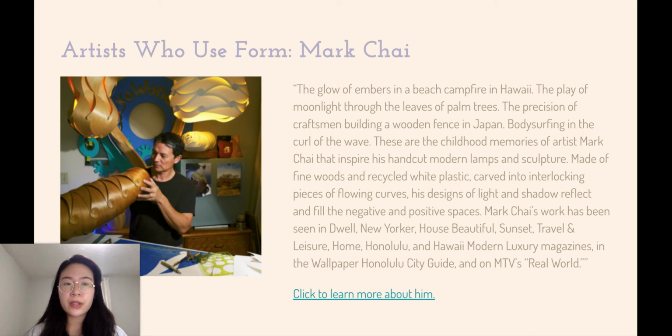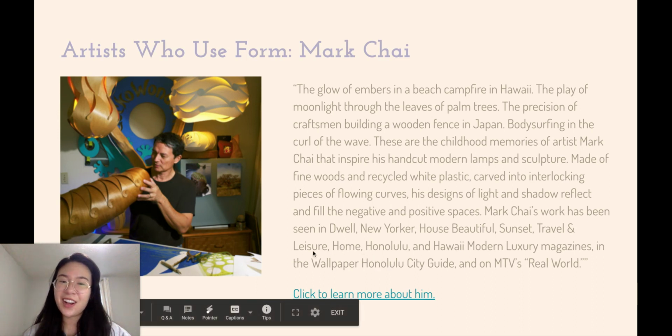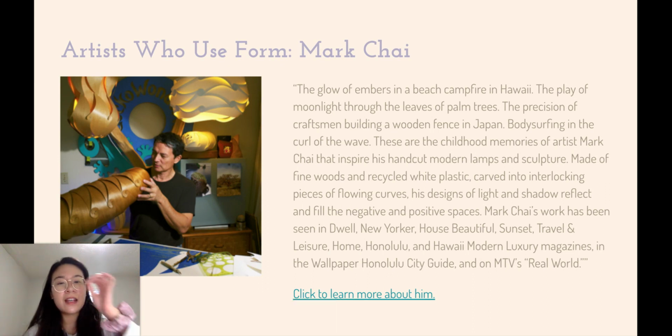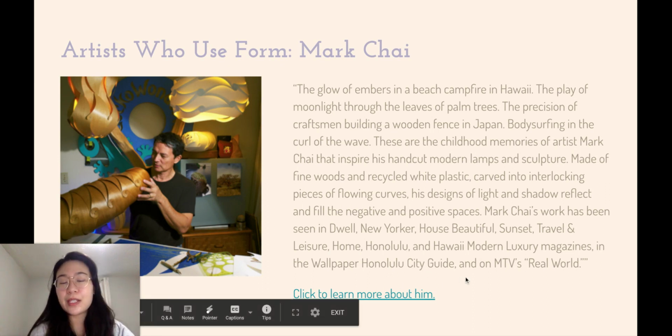These are the childhood memories of artist Mark Chai that inspire his hand-cut modern lamps and sculpture. Made of fine woods and recycled white plastic, carved into interlocking pieces of flowing curves. His designs of light and shadow reflect and fill the negative and positive spaces. Mark Chai's work has been in Dwell, New Yorker, House Beautiful, Sunset, Travel and Leisure Home, Honolulu, and Hawaii Modern Luxury magazines. So just a lot of different magazines. In the Wallpaper Honolulu City Guide, and on MTV's Real World.